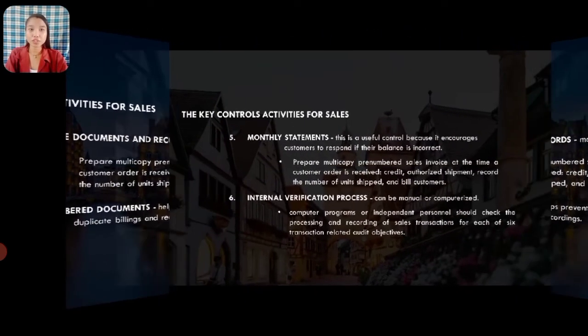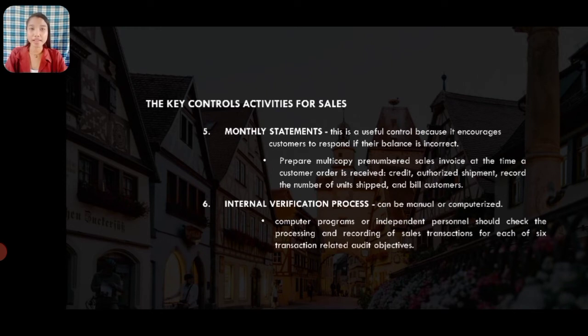Now let's move on to the fifth one, which is monthly statements. This is a useful control because it encourages customers to respond if their balance is incorrect. Monthly statements are used to control fictitious sales transactions.